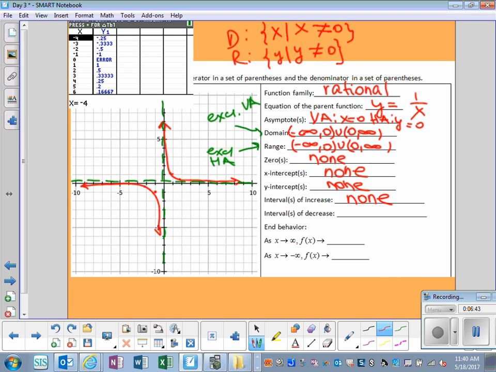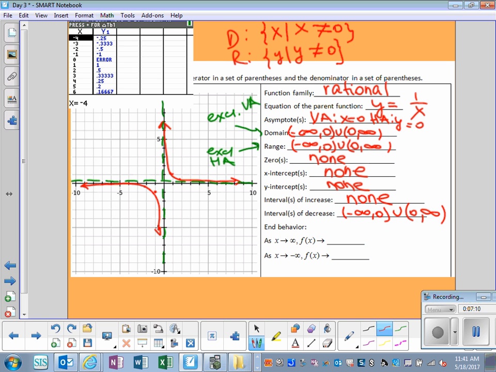So what do I write for the decreasing interval? Domain. Don't write negative infinity to infinity. If I say my function decreases everywhere, what I mean is everywhere where it's defined on its domain. Right. So interval of decrease, I just copy the domain: negative infinity to 0 and 0 to infinity.